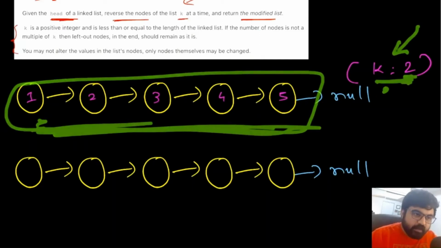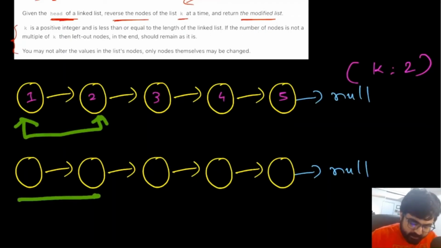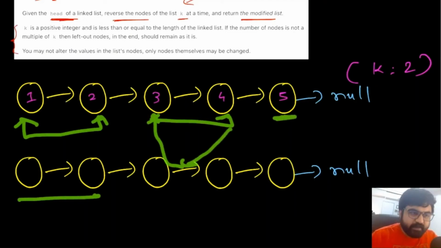So we are going to reverse 2 nodes and then keep on repeating the same process. The idea is, first we are going to reverse these 2 nodes. Whatever the answer is, we will store over here. Then we will reverse these 2 nodes, and again we will store that answer over here. And since this one is only one node and we are given the value k is equal to 2, we are not going to change anything over here.